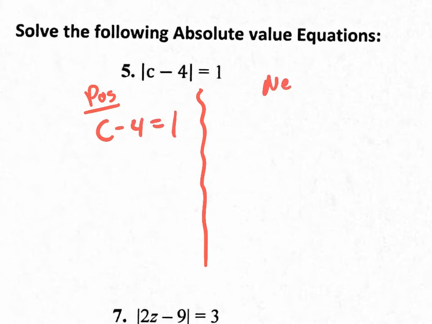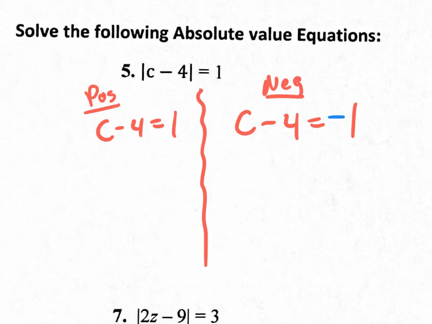Now for the negative situation, it's the same thing. The only thing is that you change the sign of the right side. So everything else stays identical. C minus 4 equals change the sign of the right side. So put a negative on that one. So those are the difference between the positive situation and the negative situation. Both of them don't have these absolute value lines anymore. And the positive, you write it exactly the way it is. The negative, all you do is put a negative right in front of the right side of your equation.